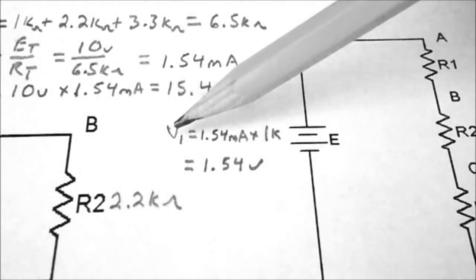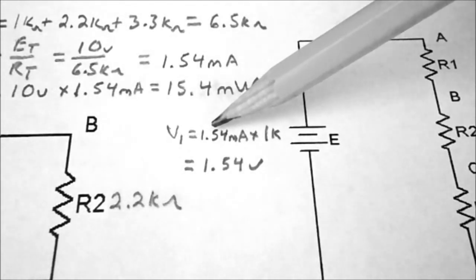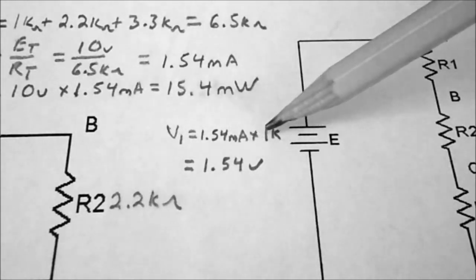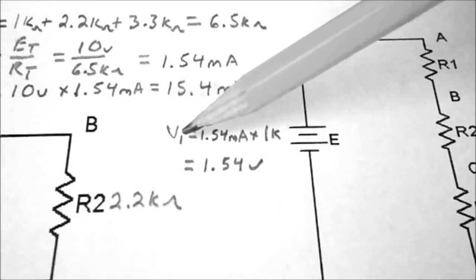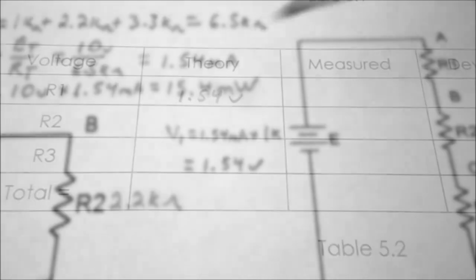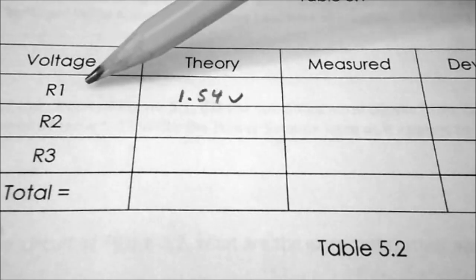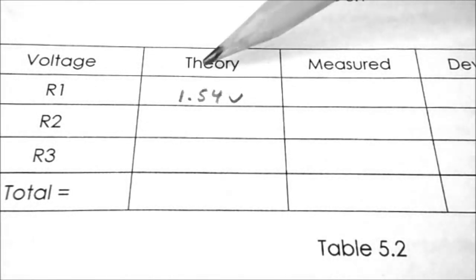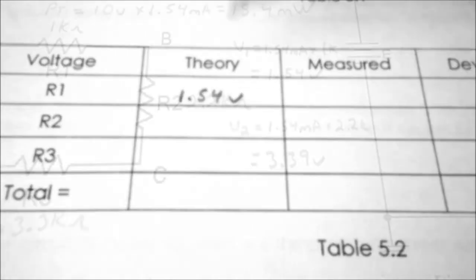So using Ohm's law, V equals IR, V1 is going to be equal to I1, which is IT in a series circuit, so that's 1.54 milliamps, times R1, which is 1K. So the voltage drop that we expect to see for V1 is 1.54 volts. So in table 5.2, under voltage for R1, the theoretical value is written down as 1.54 volts.